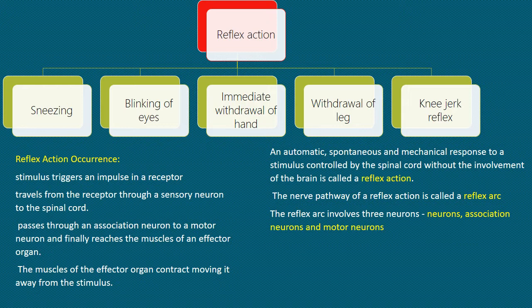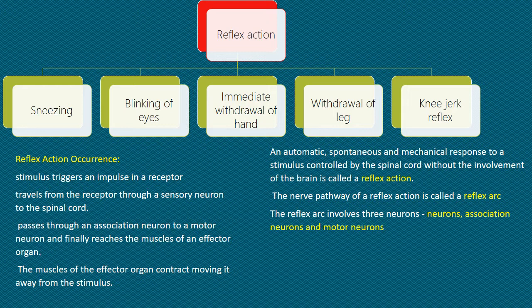Do you know how the reflex action occurs? First, a stimulus triggers an impulse in a receptor, which could be any sensory organ or structure that receives the stimulus. The impulse then travels from the receptor through the sensory neuron to the spinal cord. In the spinal cord, it passes through an association neuron to a motor neuron and finally reaches the muscle of an effector organ. The muscles of the effector organ contract, moving it away from the stimulus.